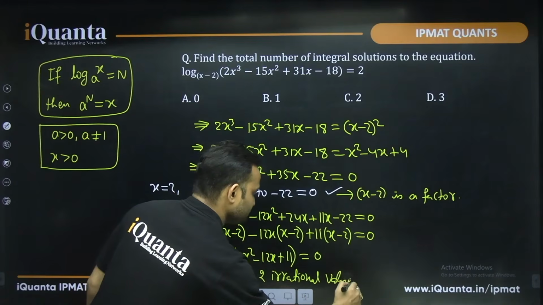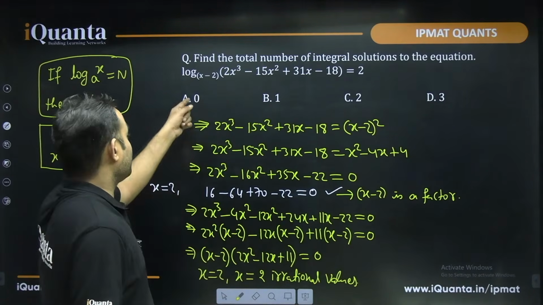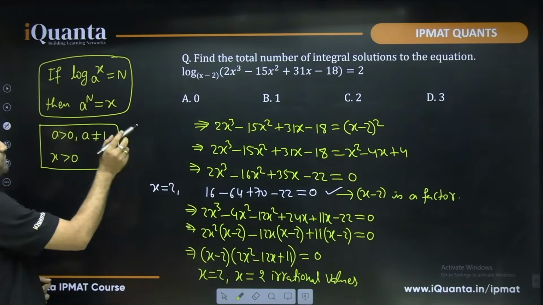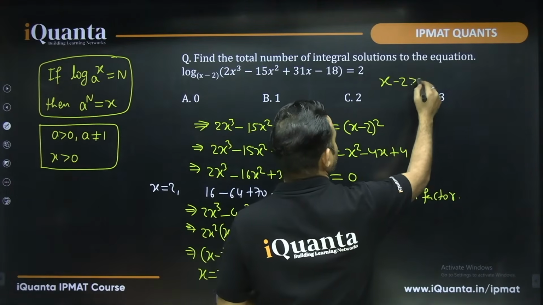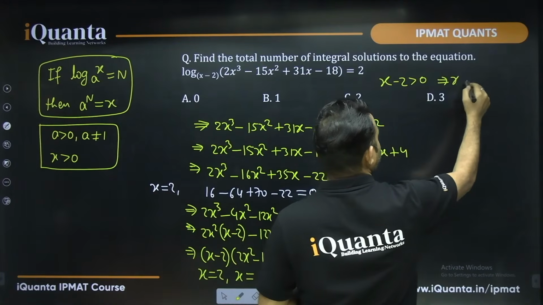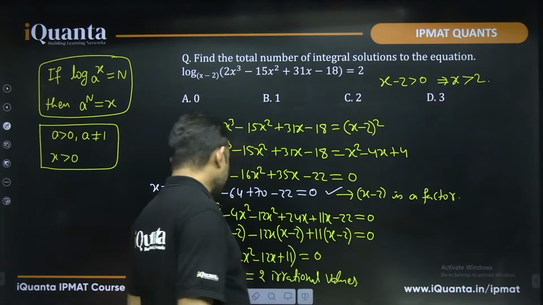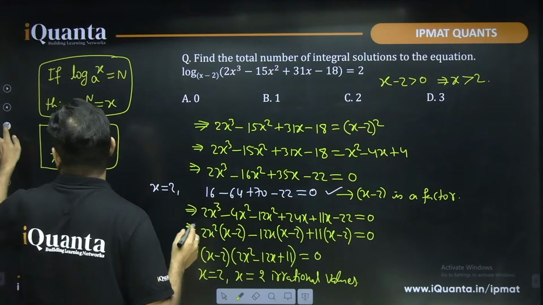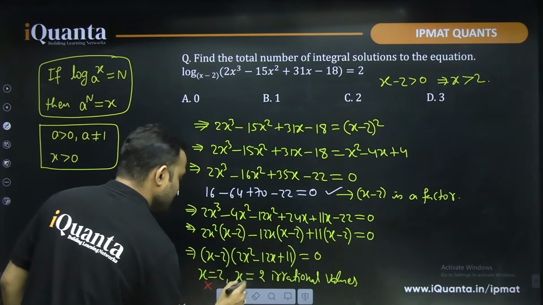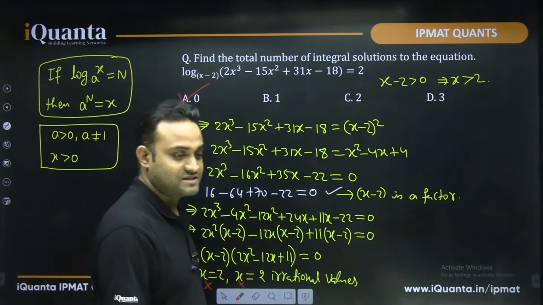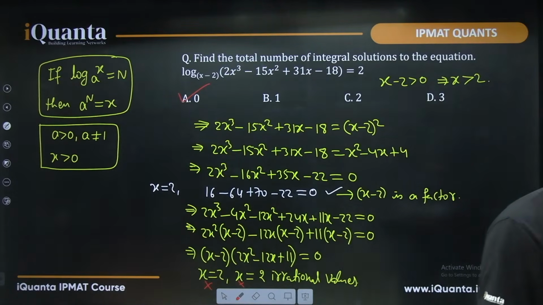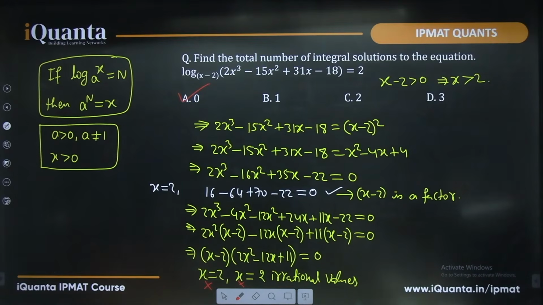Now we know that in log, base a should be greater than 0, a cannot be equal to 1. So x minus 2 should be greater than 0, or x should be greater than 2. So x is equal to 2 is not valid. This is not valid. This is also not valid. So answer is option A, which is 0. This is the answer, guys, 0.